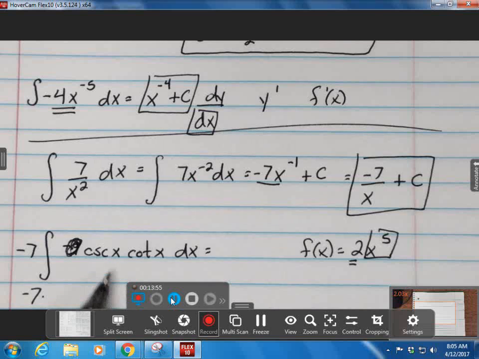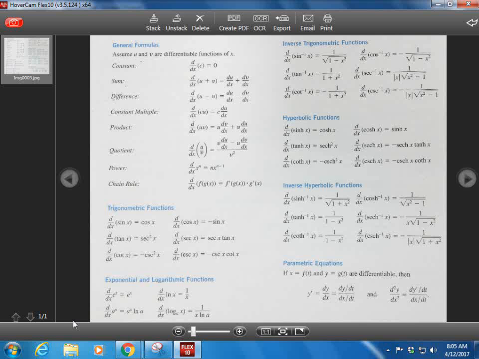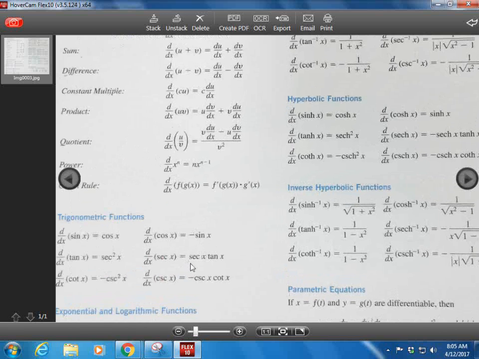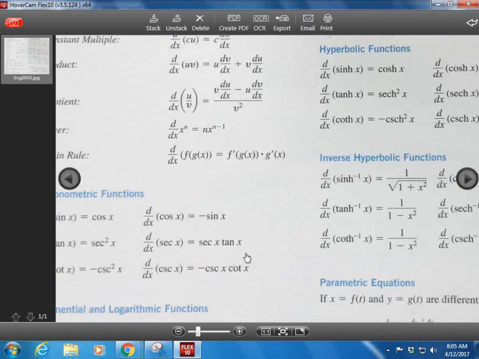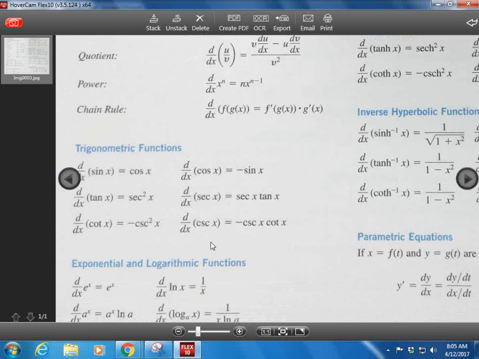And the integral of cosecant cotangent, let's see if I've got my formula sheet here. This is the formula sheet I believe I gave you. And let me find it here. Cosecant cotangent is here. The derivative of cosecant is negative cosecant cotangent. So therefore, the integral of negative cosecant cotangent is cosecant. It works again backwards and forwards.